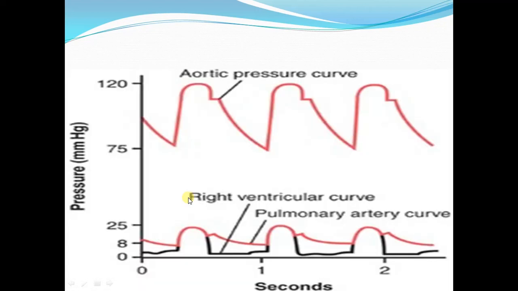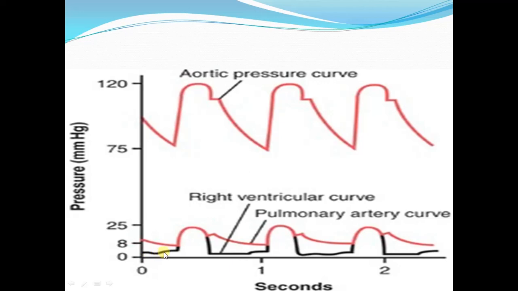Now this is the diagram showing us the different pressure values at different levels of pulmonary circulation, and in the upper part of this diagram we have the aortic pressure curve, which gives us a comparison of the pressures in the two systems. So here we can see the pulmonary artery pressure curve. The systolic blood pressure is 25 millimeter of mercury. The diastolic blood pressure is 8 millimeter of mercury.